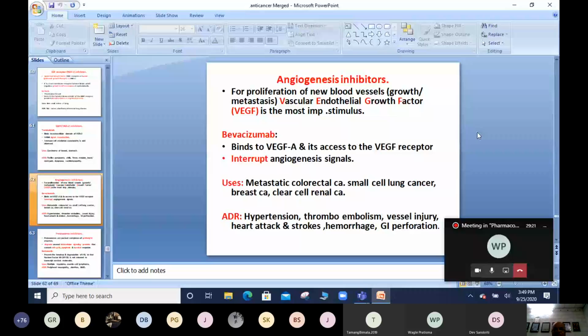Bevacizumab. It will bind to VEGF-A and its access to VEGF receptor is blocked, so that will interrupt the angiogenesis signal. Uses: metastatic colorectal carcinoma, small cell lung carcinoma, breast carcinoma, clear cell renal carcinoma. Adverse reactions: hypertension, thromboembolism, cell injury, heart attack, strokes, hemorrhage, gastrointestinal perforation.